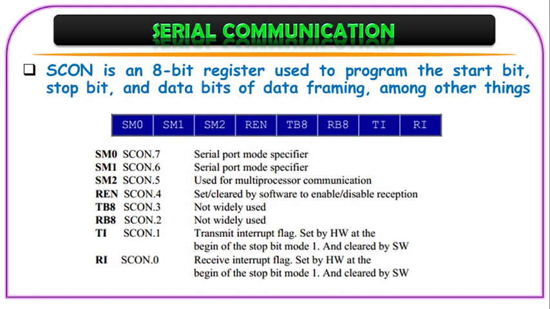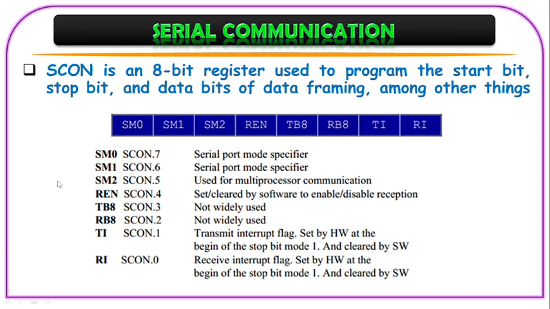And then there is one more register, which is the serial control register. The serial control register is an 8-bit register and it is used to program the start bit, stop bit, and data bits for the data frame. Already I told you that in serial communication there will be a start bit, a stop bit, and the 8 bits in between. So a minimum of 10 bits will be there in one frame. One byte of data will be packed as 10 bits, which is called a data frame.